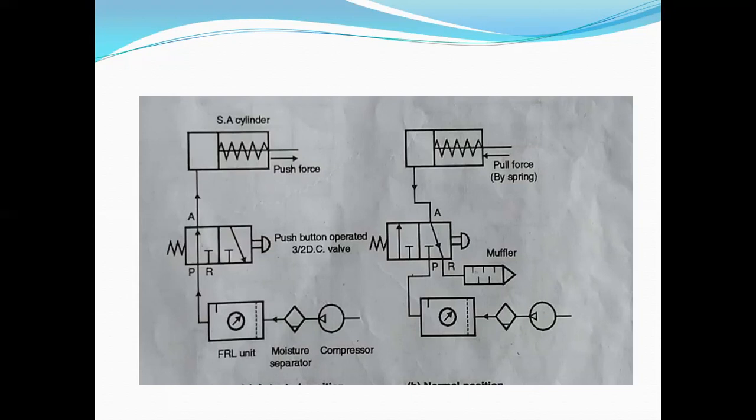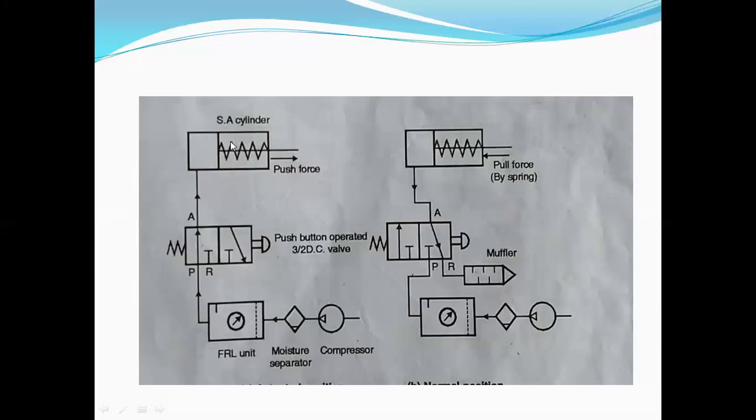Next is the lubricator. The lubricator is a device which adds some lubricating oil into your dry air. As I said earlier, the separator will make your air totally dry, and there are a number of moving or sliding elements mounted on your machine or circuit. If you consider this particular circuit, here the 3x2 direction control valve and the single acting actuator are placed. Those are the sliding parts, and there is relative motion between them.